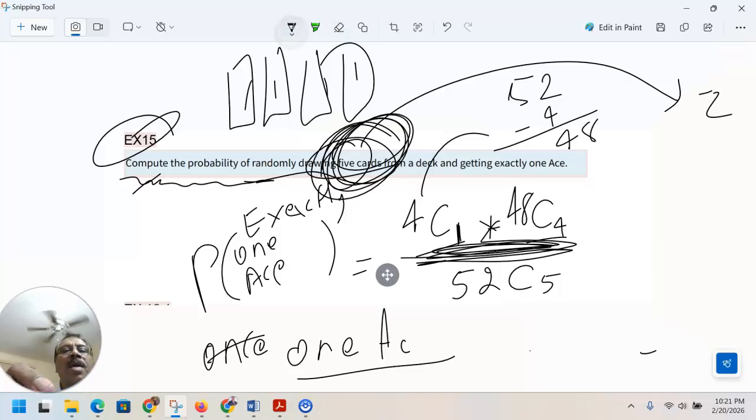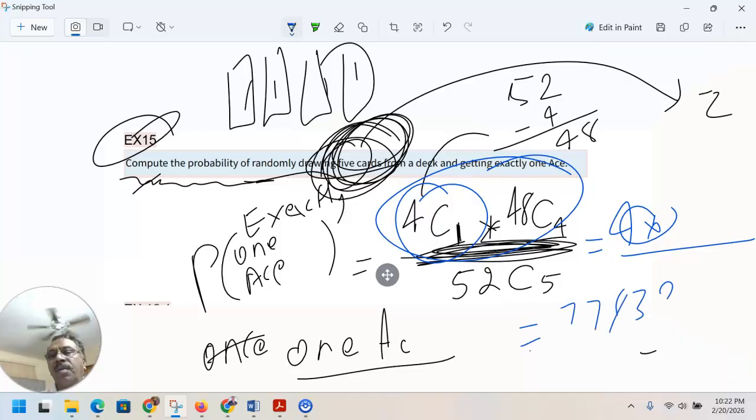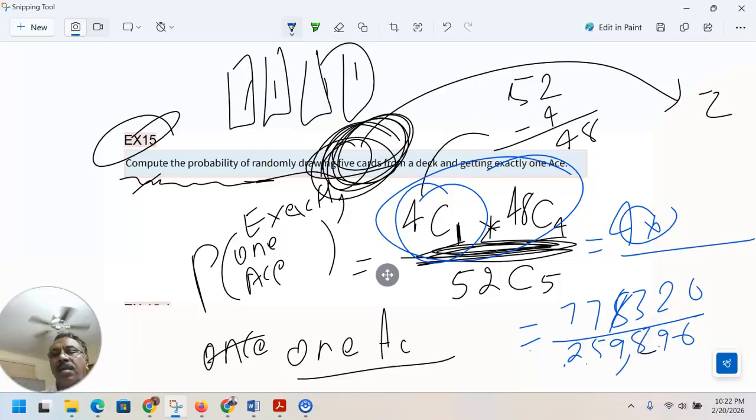I know it is a long one. I'm tired. I'm just trying to do this, hopefully. So 4C1 is 4, and then we multiply this by 48C4. If you work this out together on the calculator, you get 778320. And the bottom piece will be 2598960. So this is how it works.